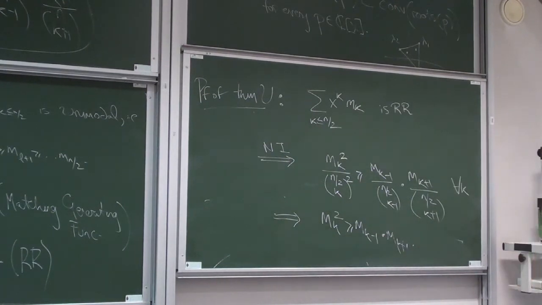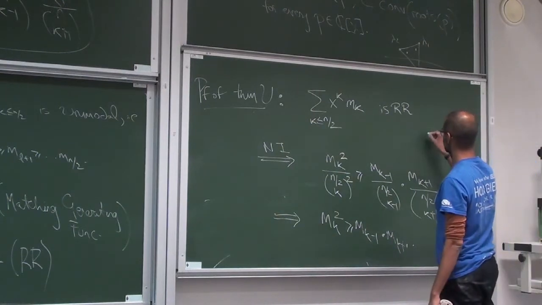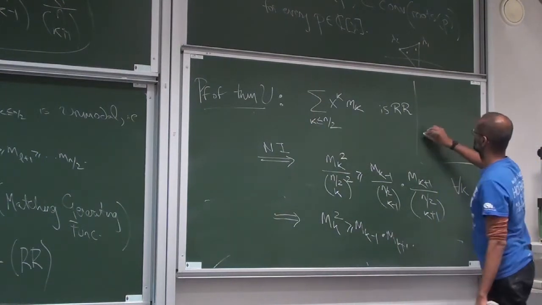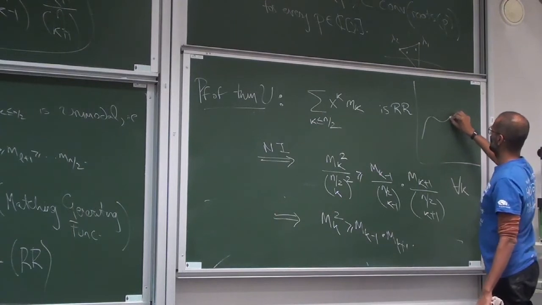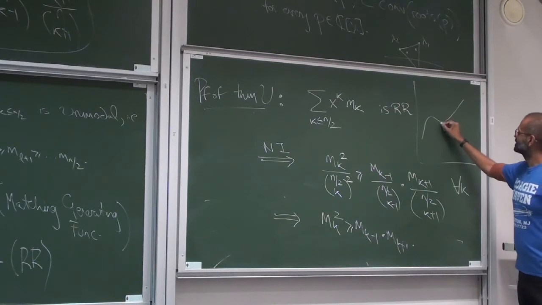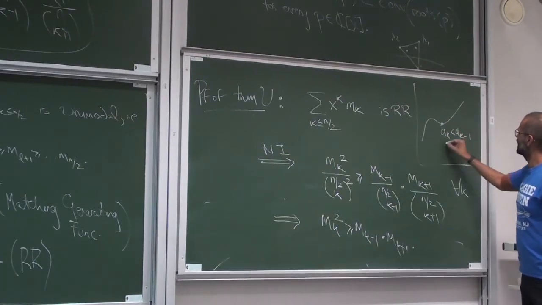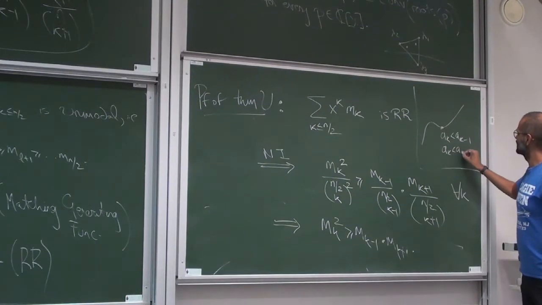Because, well, imagine what would happen. Suppose you didn't have unimodality, so this is our picture here. If you didn't have it, then at some point you would have a dip. Right? And then at this point, you would have that a_k is less than a_{k-1} and a_k is less than a_{k+1}.